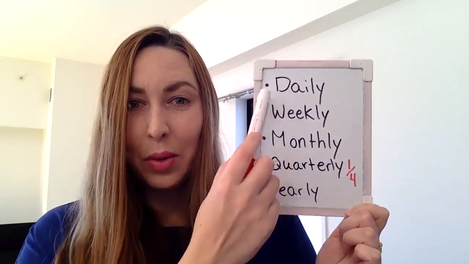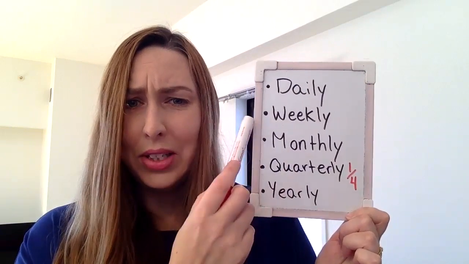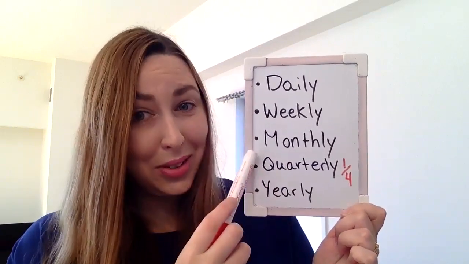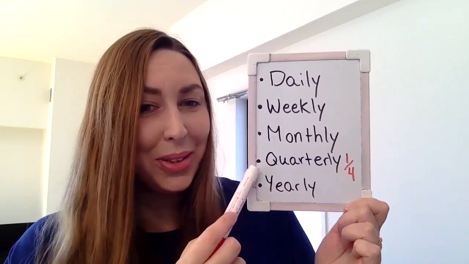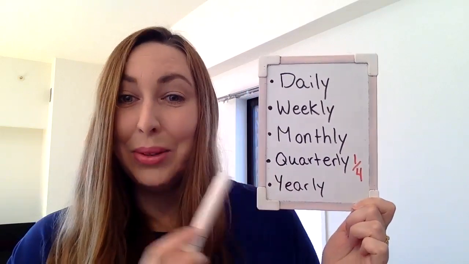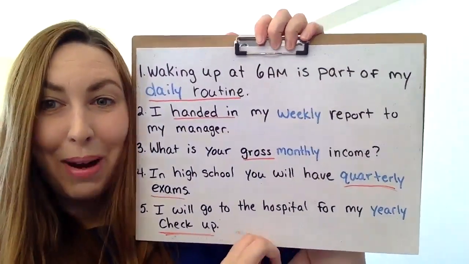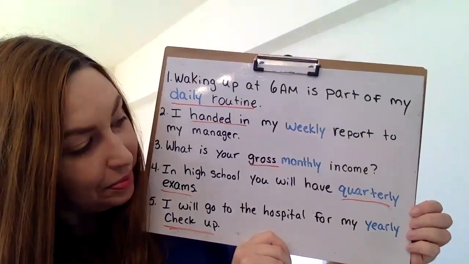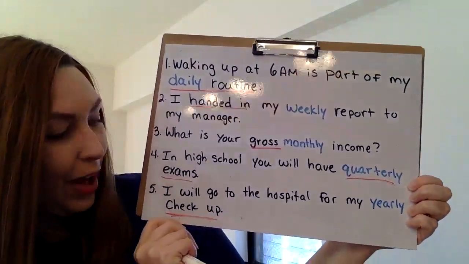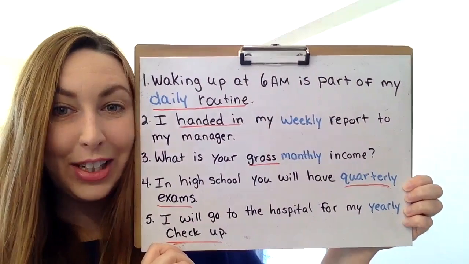So try and think, what do you do daily? What do you do weekly? What do you do monthly? What do you do quarterly? And what do you do yearly? All right? Let's get into some example sentences, okay? Our favorite part, right? So we just have 5 example sentences, 1 for each word.